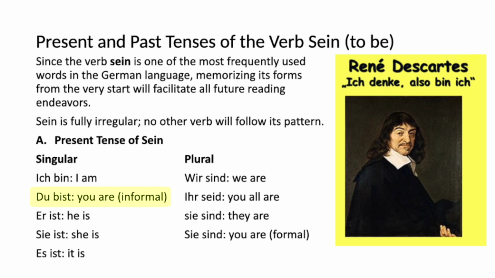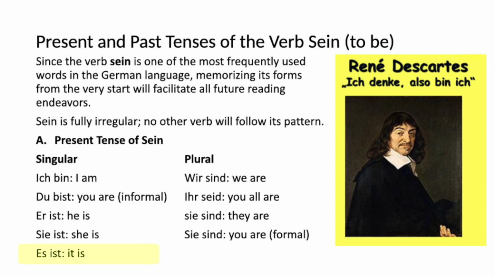Now, we have three different third-person singular forms in accord with the distinction among the three genders within German: masculine, feminine, and neuter. These are er ist, which is he is. Once again, say with me, er ist is he is. Sie ist, which is she is. Here we have both words actually very similar to the English: sie and she, and ist and is. Sie ist, once again, is she is. Es ist, it is.